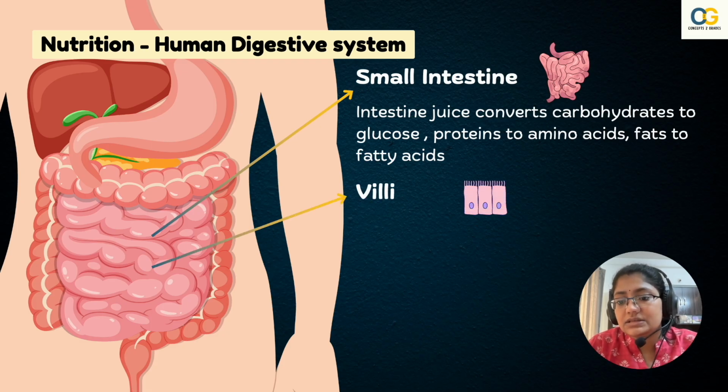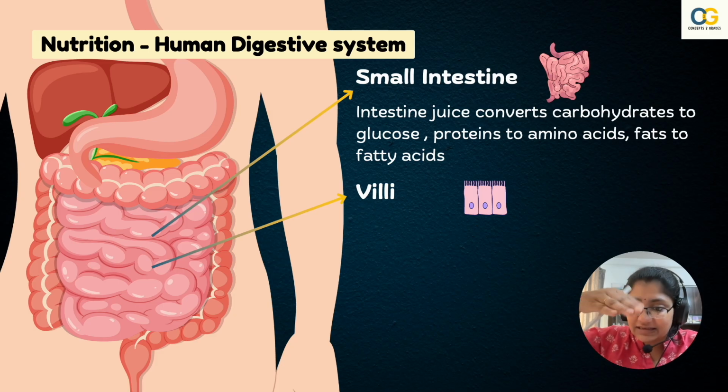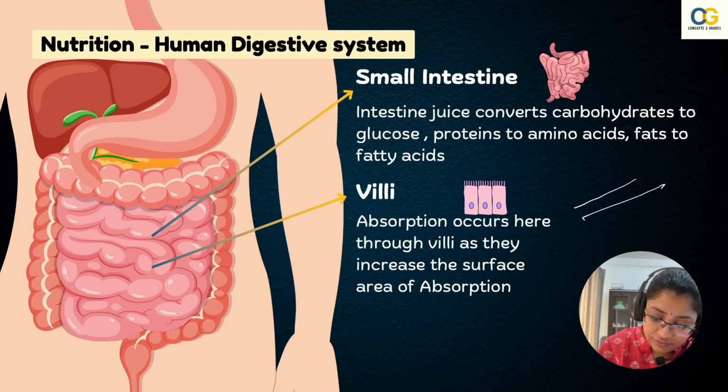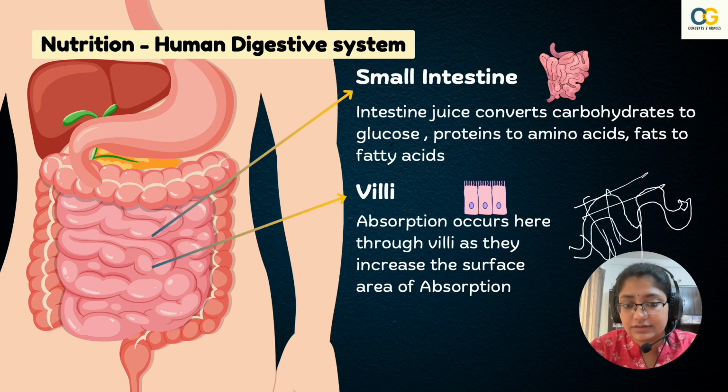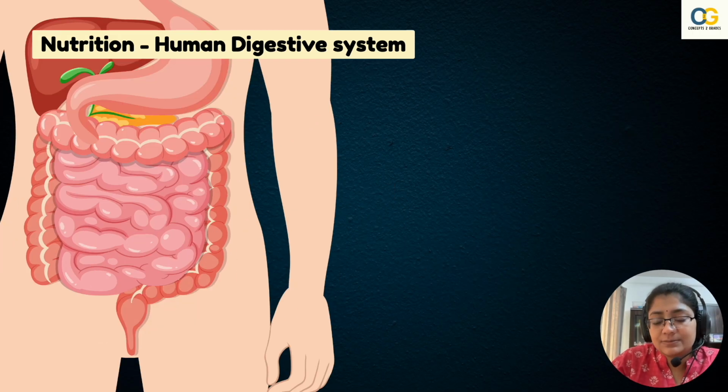And then comes the villi. Villi are present on the inner lining of the intestine, and they look like this, with tangles on the top, so that the surface area is increased. If something is straight, it will only flow like this, but if it is like this, it will flow like this. Correct? So that is how you have increased the surface area of absorption, and there are a lot of blood vessels inside the villi. As soon as something comes on the surface, it gets absorbed into the villi. So this is the villi present inside the inner lining of the small intestine, purely made for absorption.